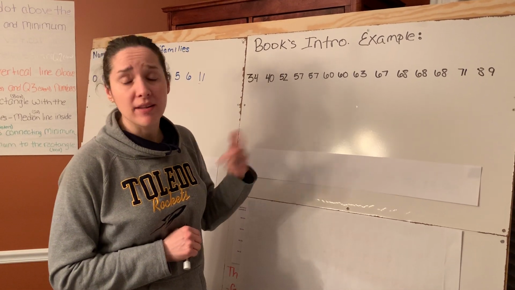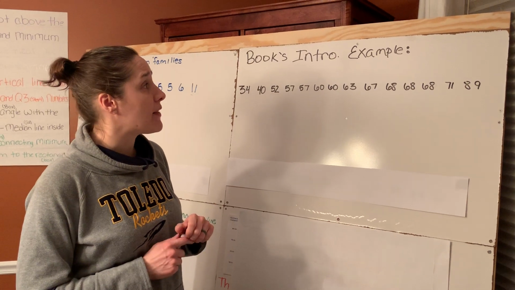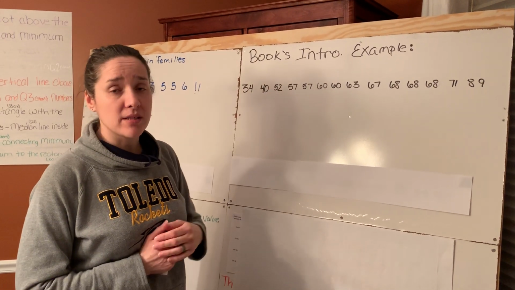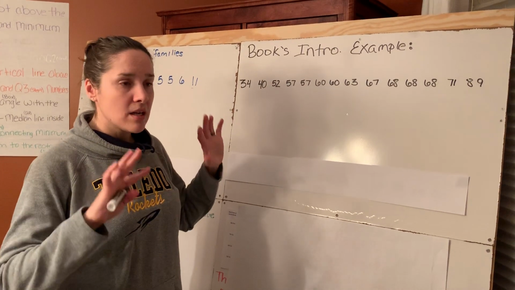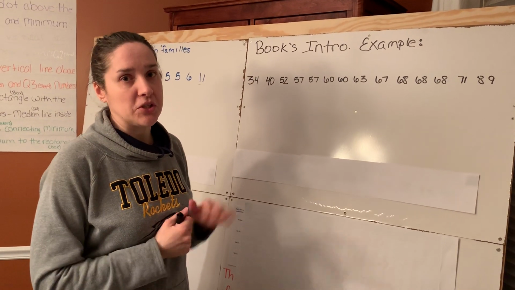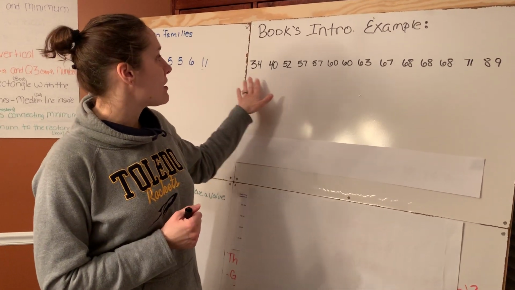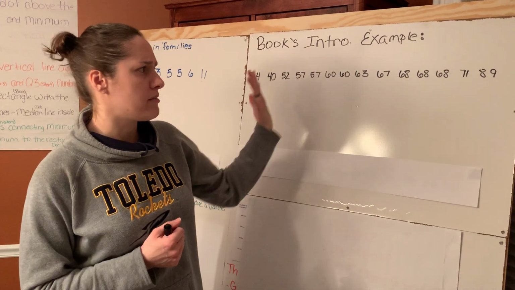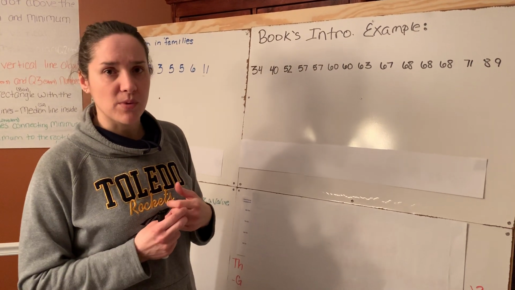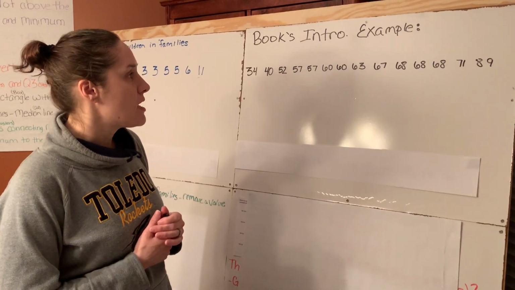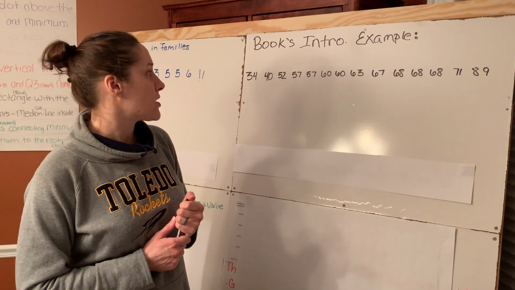The Data About Us textbook is where I got this information. This was the book's introduction example, you know how they come up with some kind of example to start off the problem. So they listed this set of data. I don't even think they give what those numbers represent, but they gave this set of data and show you how to make a box and whiskers out of it.